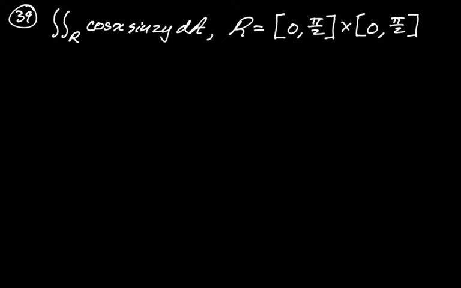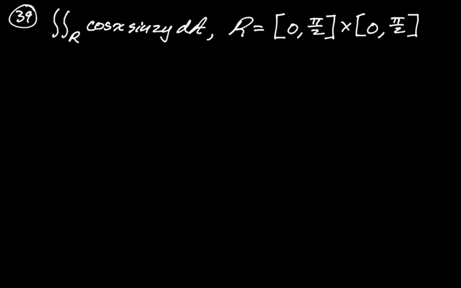Double integral over R of cosine x sine of 2y dA. R is from 0 to pi over 2. Those are x values. And then 0 to pi over 2. Those are y values, although I guess in this case it wouldn't have mattered. But it does matter. It's always x and then y. And then if there's a third one, it'll be z. They're always in that order to avoid confusion.